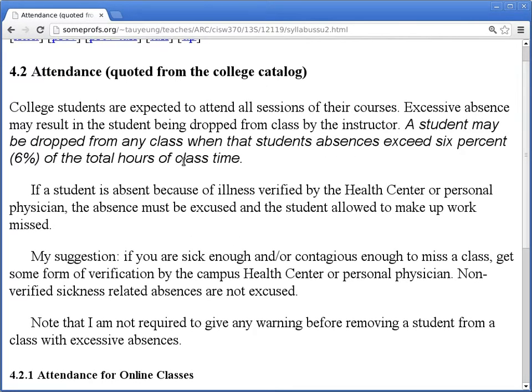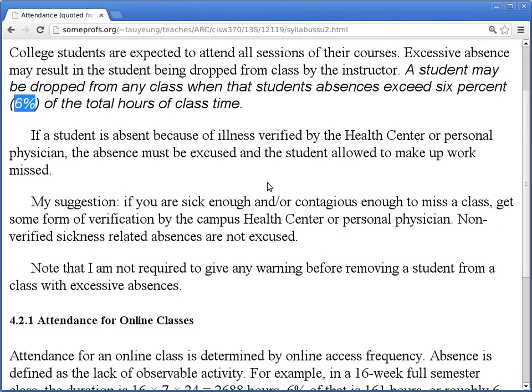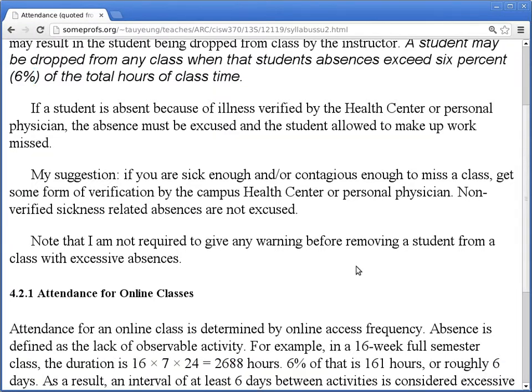The excessive percentage of absence is actually only 6%. So if you multiply 6% by 8 weeks, that's basically the amount of time someone can stay offline before being considered excessively absent. If a student is absent because of illness and so on, that's basically just saying if you are sick, you might want to let me know ahead of time, so I know that you may not be able to get onto the website.